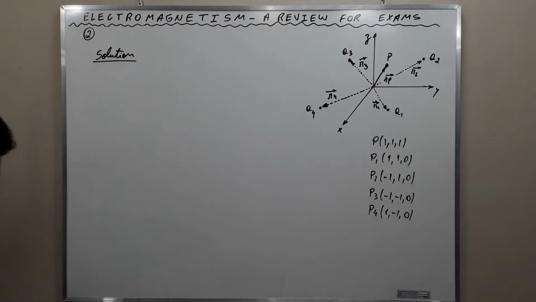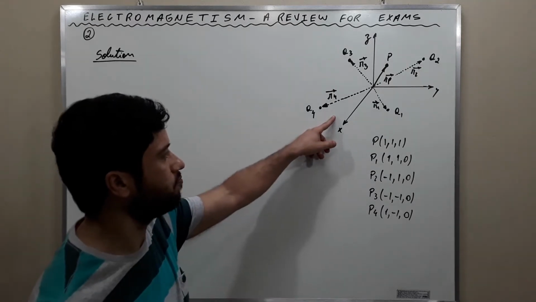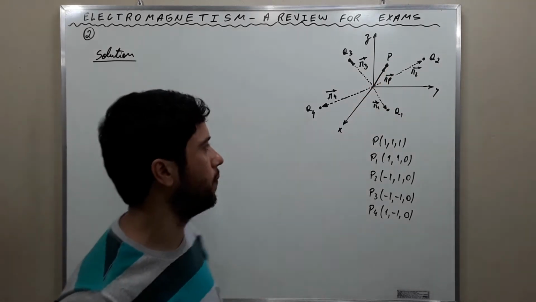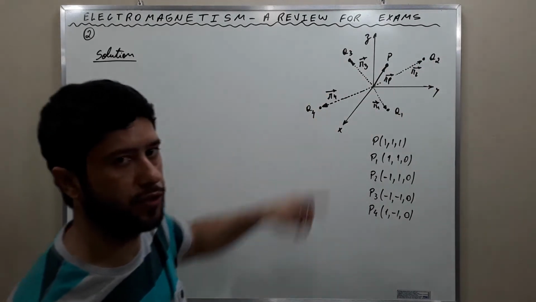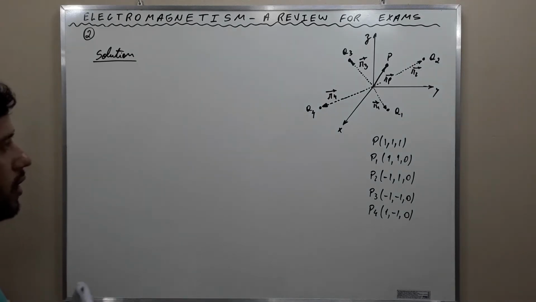Exercise 2 now. Calculate the magnitude and the direction of the electric field at P caused by 4 identical 3 nanocoulomb charges located at P1, P2, P3, and P4 as shown by the figure. Okay, my friends, this is the diagram, and let's calculate the electric field at P caused by these 4 charges.